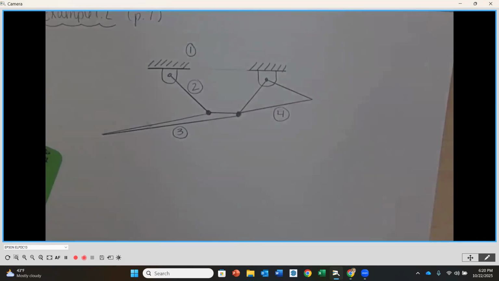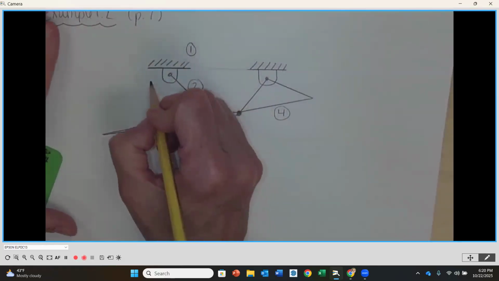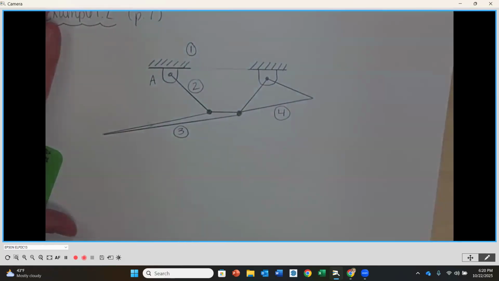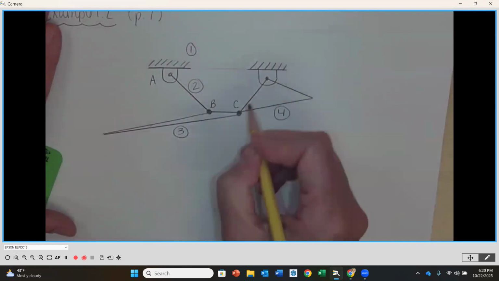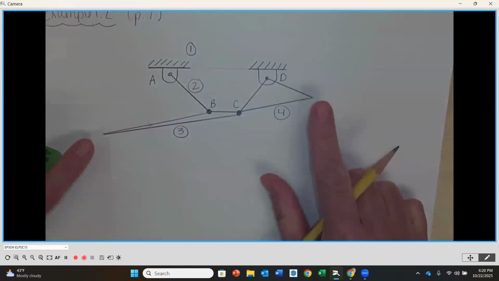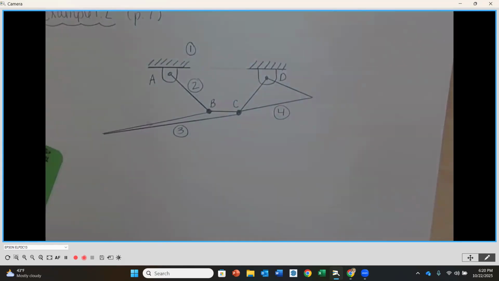Then I'm going to letter my joints. Remember, we start the lettering at the letter A. So again, I like to be on my input side. I consider this side over here as my input. I'm going to have A here, B, C, and then D. Notice there's nothing on the endpoints here. It's the pin connections. It's not the endpoints of links. Okay.